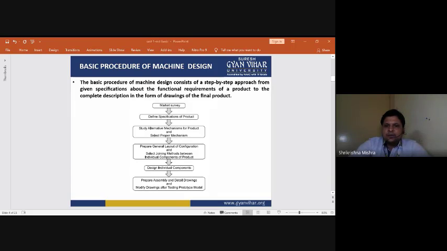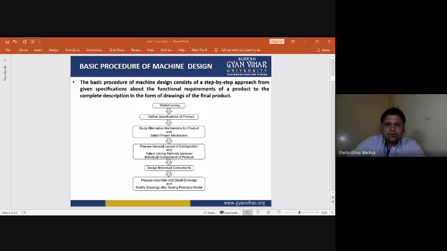Now, in consumer products, external appearance, noiseless performance, and simplicity in operation of controls are important requirements. These things are always kept in mind while designing any product. Depending upon the type of product, various requirements are given weightage and a priority list of specifications is prepared.